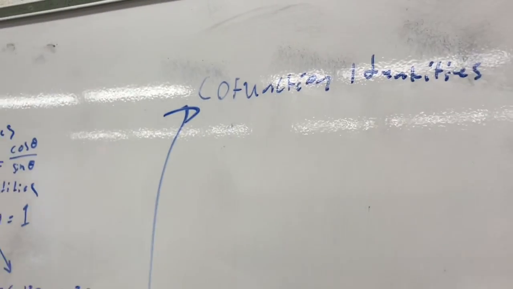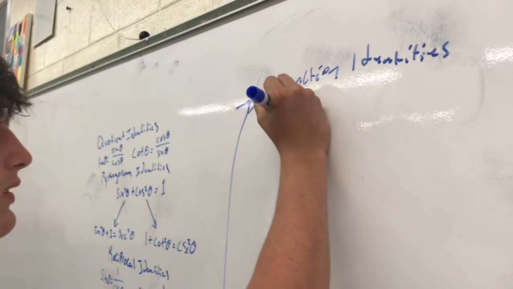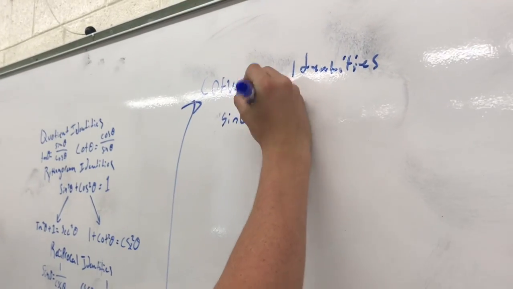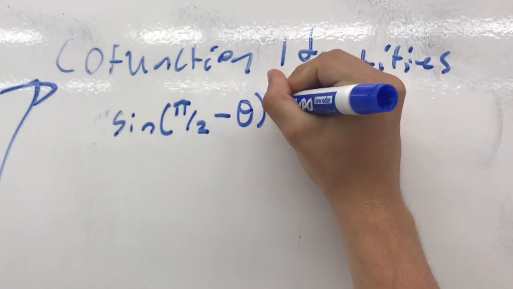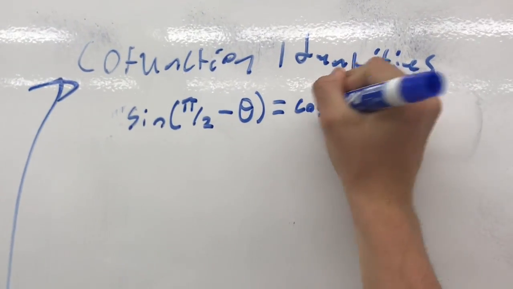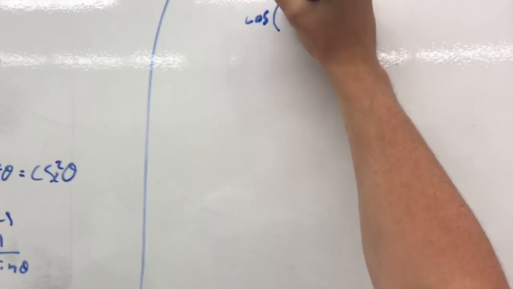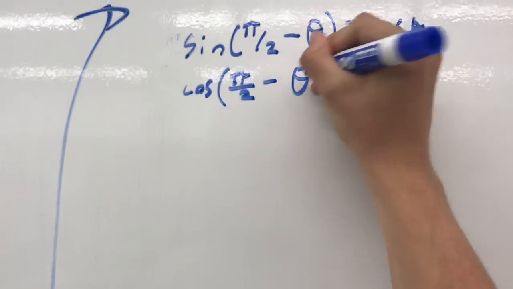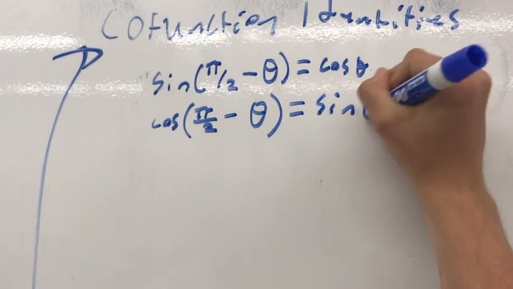All right. Next up, cofunction identities. You're going to want to memorize these. First off, we got sine of pi over 2 minus theta equals cosine of theta. Then we got cosine of pi over 2 minus theta equals sine of theta.